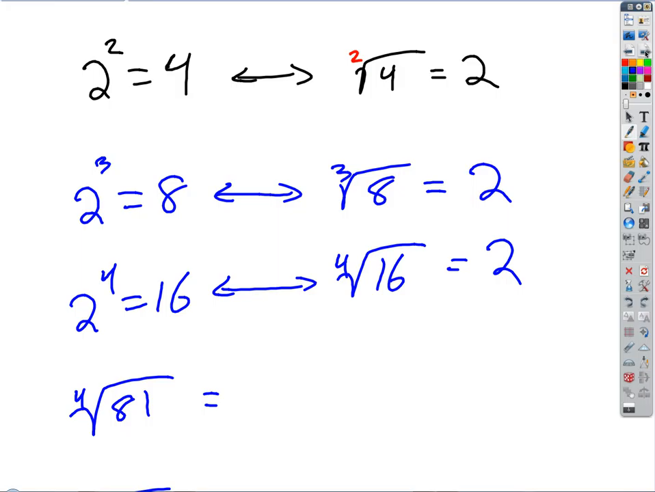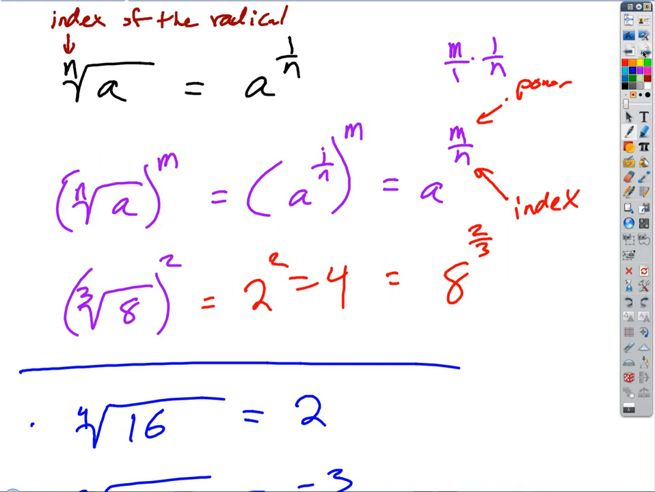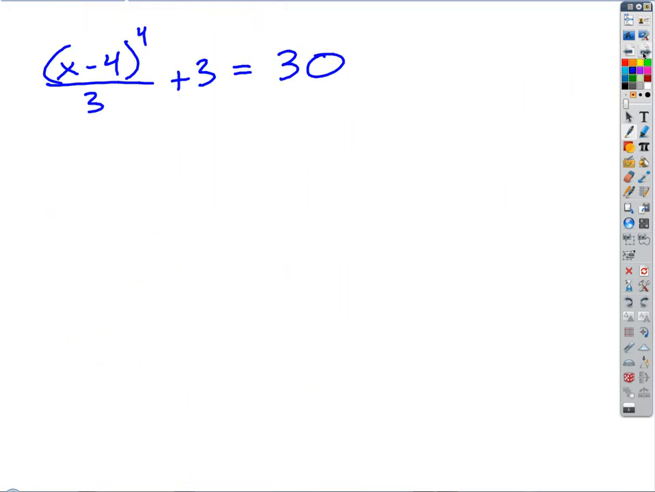How about something like that? It's a little harder. You gotta solve for x there. What am I gonna do? Okay, we gotta be very careful to go in the right order here, don't we?